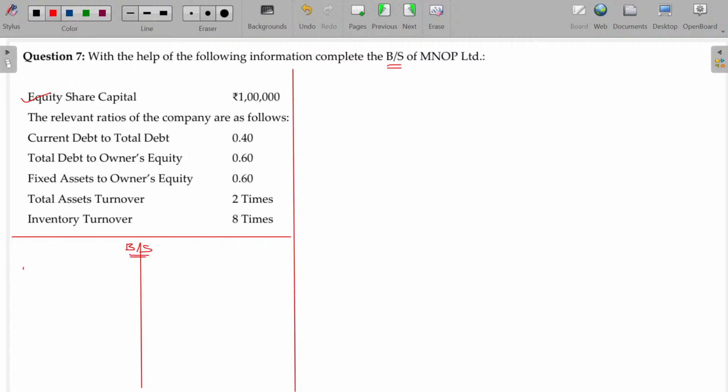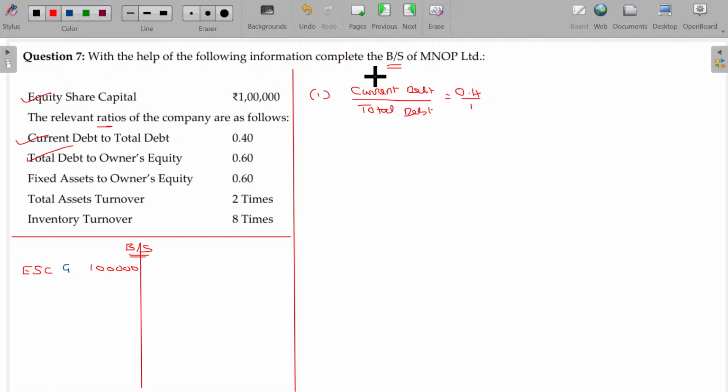Equity share capital, 1 lakh. Okay, 1 lakh, given. The relevant ratios: current debt to total debt. Current debt to total debt, value being 0.4 divided by 1.